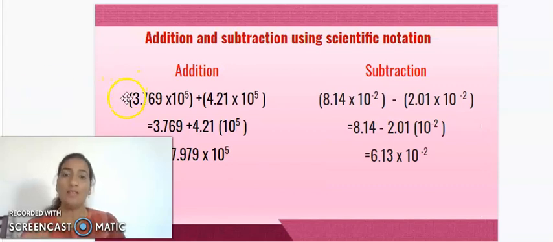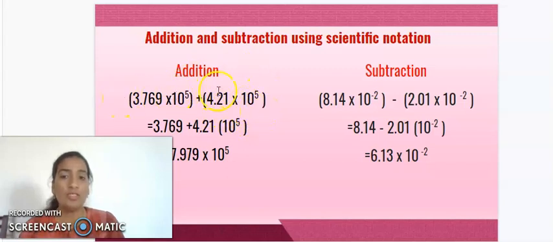While doing addition and subtraction using scientific notation, the first thing we have to do is check the power. If the power is the same, if the exponent is the same, then we just do the math. We just add the coefficients and rewrite the exponent. Say it's 3.769 into 10 to the power 5 plus 4.21 into 10 to the power 5.